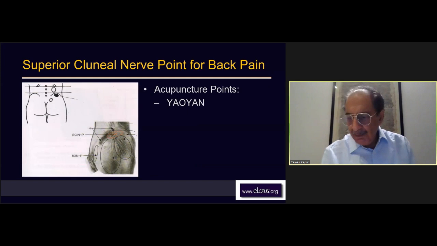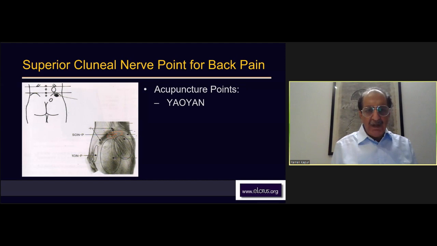Then the superior cranial nerve point for back pain. This is again a very common problem in our practice. And the point to be prickled is the extra point Yaoyan, which we also use in our acupuncture practice. But here we don't need to do any needling. We just use that tool and prickle the exact point. And you do it in a round, circular fashion, prickling at that point.